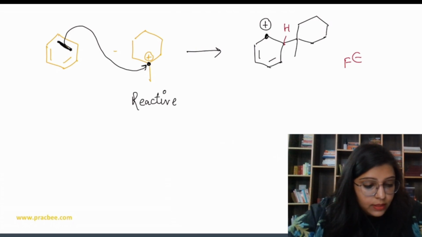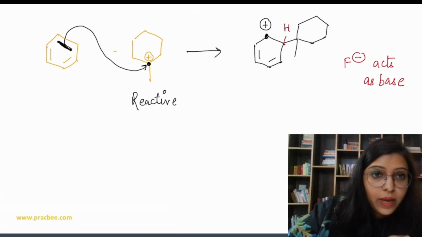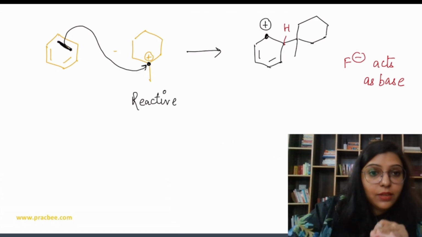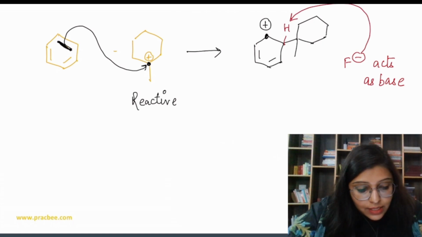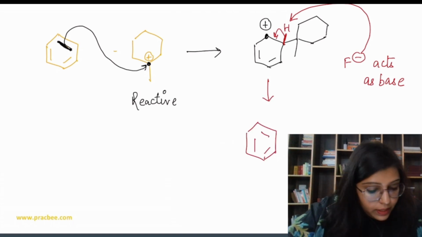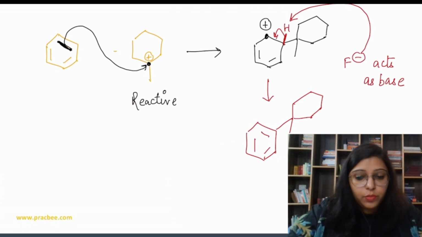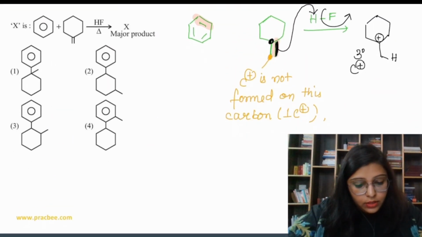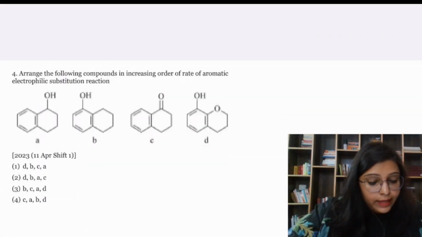So F minus is going to act as a base. It will not act as a nucleophile. Why? Because aromaticity is the major factor which stabilizes the molecule. So in order to maintain the aromaticity, it takes this hydrogen, right? And the electron of this bond shifts over here. So we have the situation like this. Okay, clear. Now we have to look at the options and see which option is correct. So option number 1 is going to be the answer. Okay. Now let's do the next question.